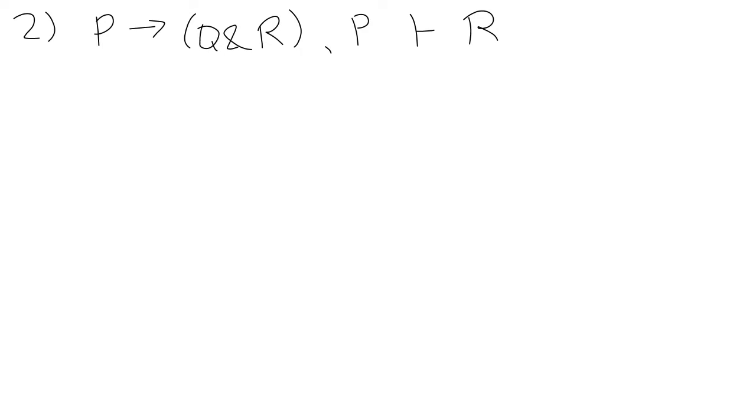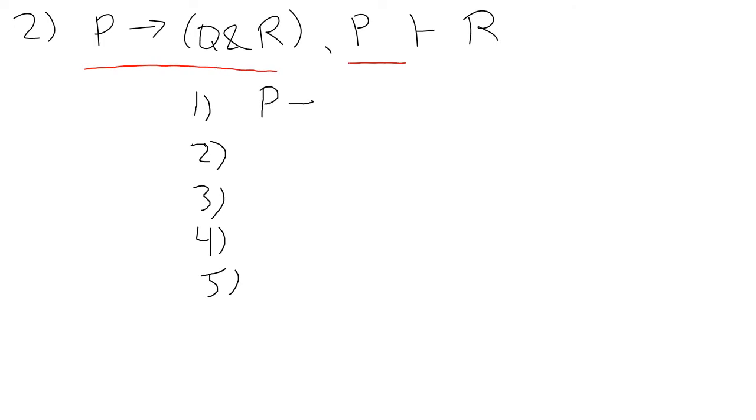So now moving on to the second problem, same thing as before. I'm going to start out by listing some numbers here. This one, I haven't looked too closely at it. I'm sure I probably won't need more than 5. And the first thing I'm going to do is I'm going to look at my premises. I've got 2 of them. P arrow Q and R. I also have P by itself. These, since they are premises, I'm going to write an A next to them.